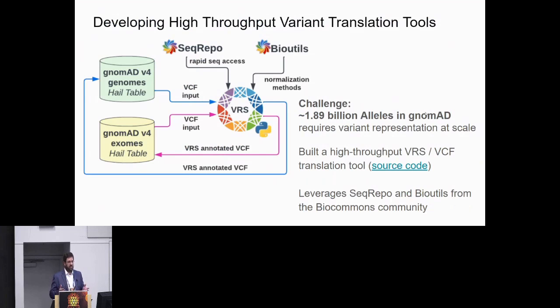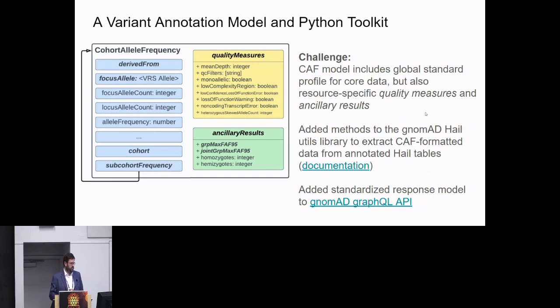And so in order to do this in gnomAD, we had to think about how we do this at scale. Of course, this is a big challenge. There are almost 1.9 billion variants in gnomAD. For this, we created some high throughput annotation tools. We were able to extract the entire GVCF from the gnomAD resource, annotate it, and then re-import it. And this exists now on the gnomAD v4 data release.